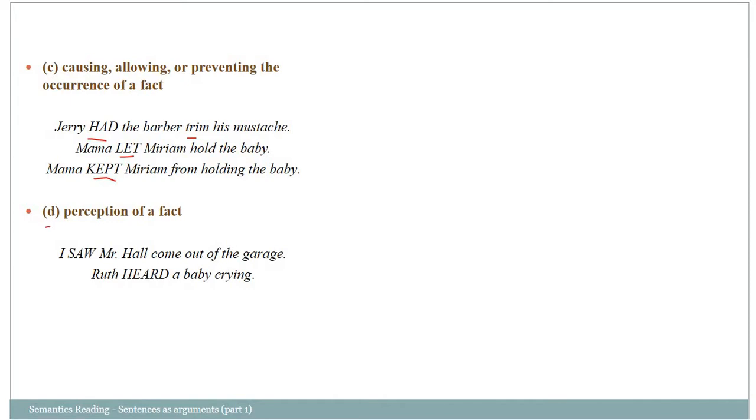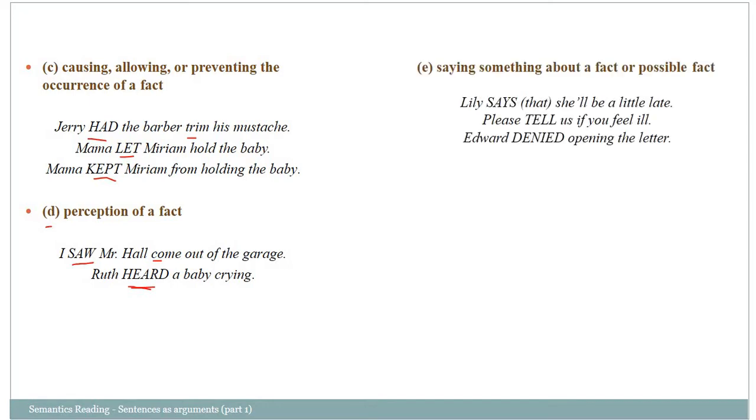And item 4 is the perception of a fact. I saw Mr. Hall come out of the garage. Ruth heard a baby crying. These are the perception of a person, see and hear, about senses actually.